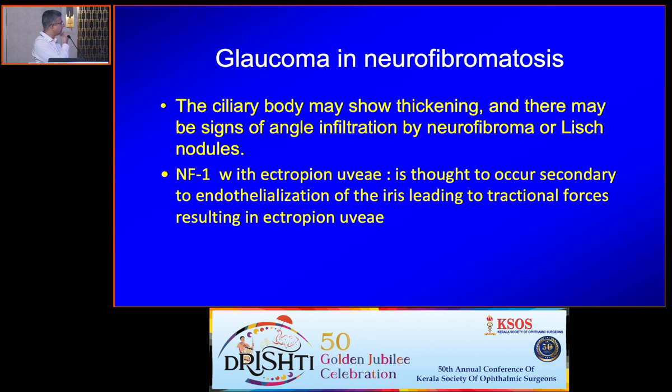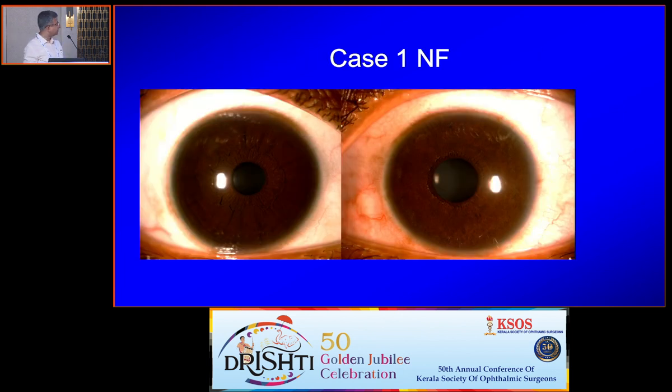So there are a couple of slides on this, and this is basically glaucoma and neurofibromatosis. Here the ciliary body may show thickening, and this can be because of infiltration by a neurofibroma. You can also get ectropion uvea, which is supposed to be secondary to the endothelialization of the iris leading to tractional forces, resulting in ectropion uvea. So this is the first case that you see over here, and it's subtle, but all you are seeing is this ectropion uvea on one side.